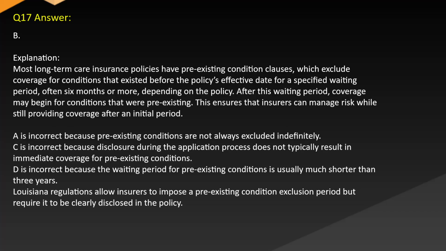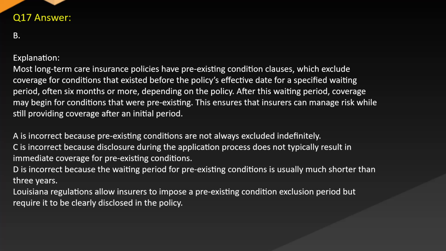Answer B. Explanation. Most long-term care insurance policies have pre-existing condition clauses which exclude coverage for conditions that existed before the policy's effective date for a specified waiting period, often 6 months or more, depending on the policy. After this waiting period, coverage may begin for conditions that were pre-existing. This ensures that insurers can manage risk while still providing coverage after an initial period.